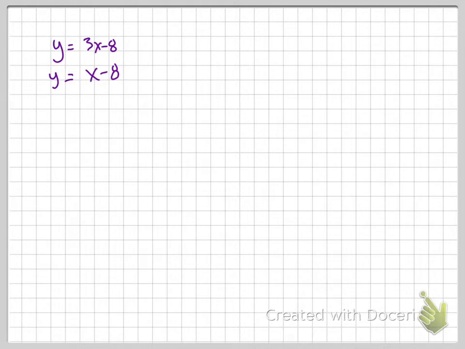Now, without looking, how would you have known that it's 0, negative 8? The y-intercepts are both the same. So that means they have to cross there. How many of you figured that out before I said something?